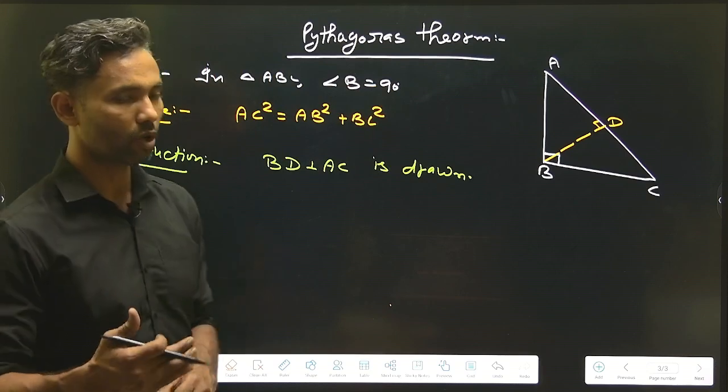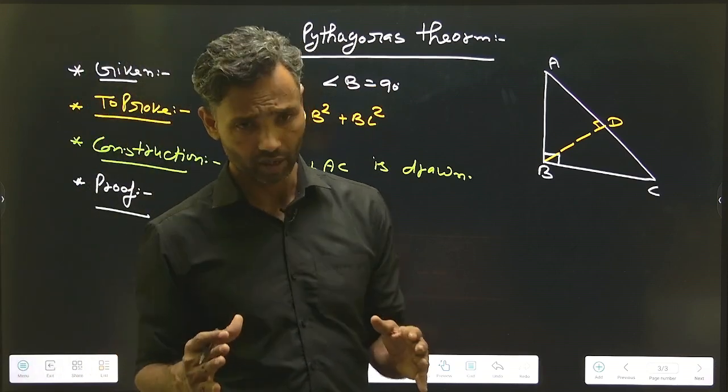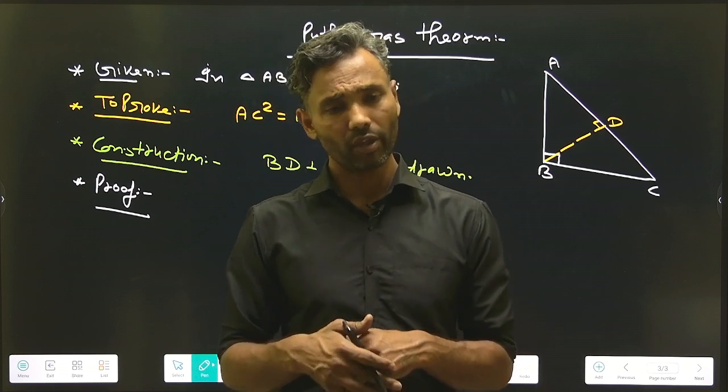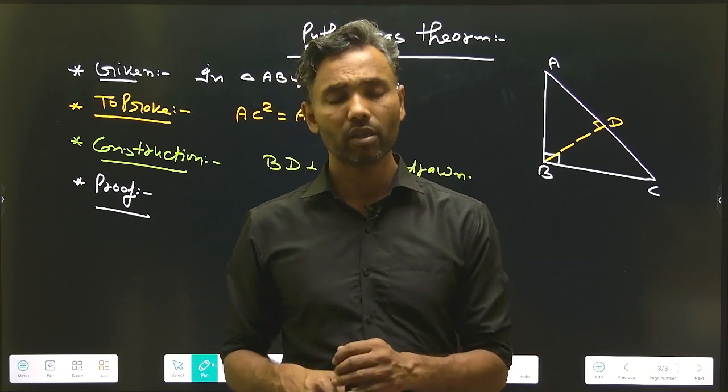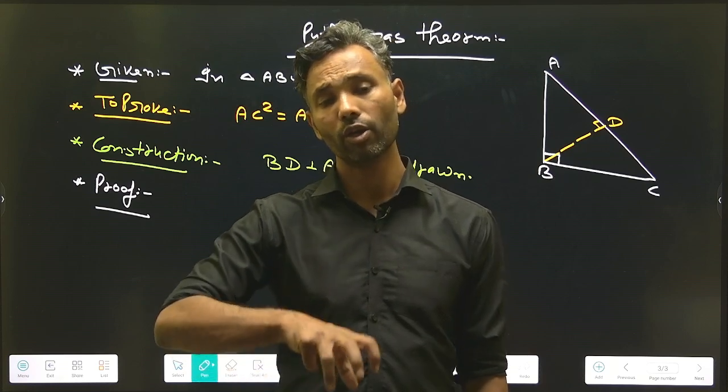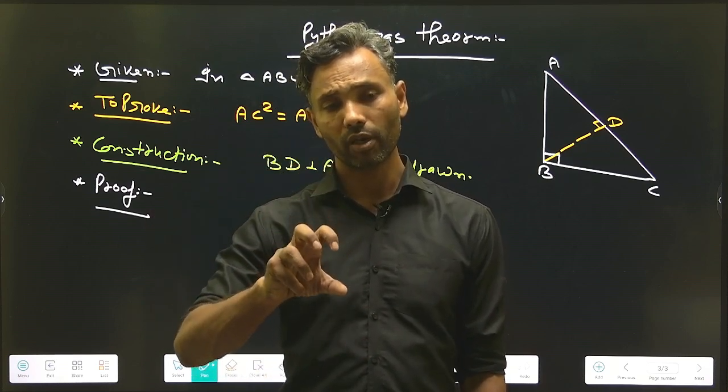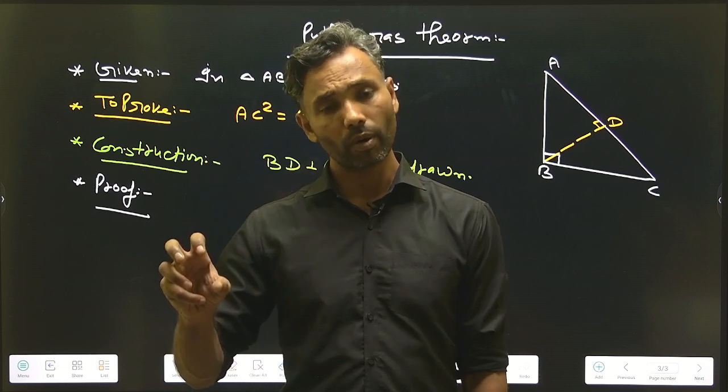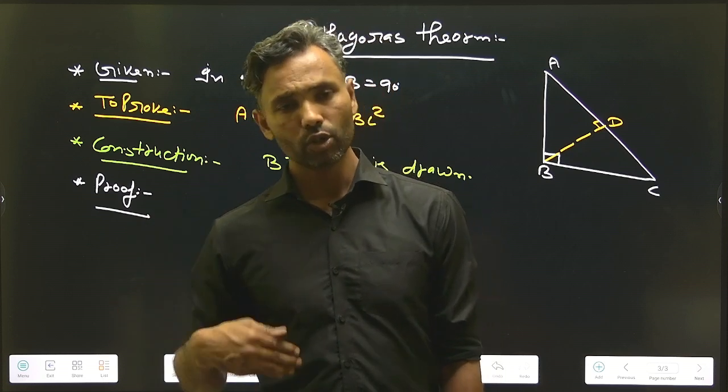As we know, what is the Pythagoras theorem? If there is a right angle triangle, then the square of the hypotenuse will be equal to the sum of the squares of the other two sides. Means the square of the hypotenuse will be equal to the square of the perpendicular plus the square of the base. So we have to prove this.